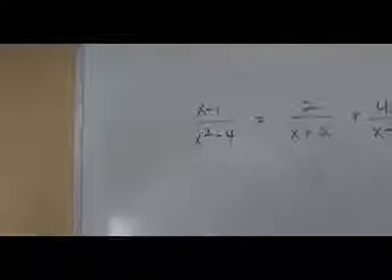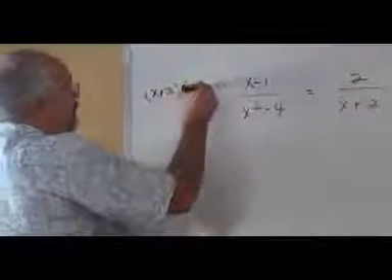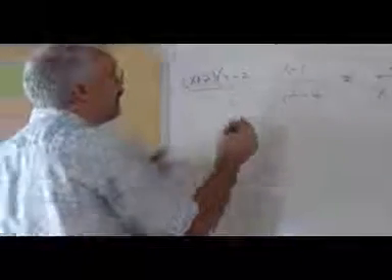Now, the difference between two squares. So I'm guessing, what's our least common denominator then? x plus 2, x minus 2. Okay, so x plus 2 and x minus 2. And over here is the same.